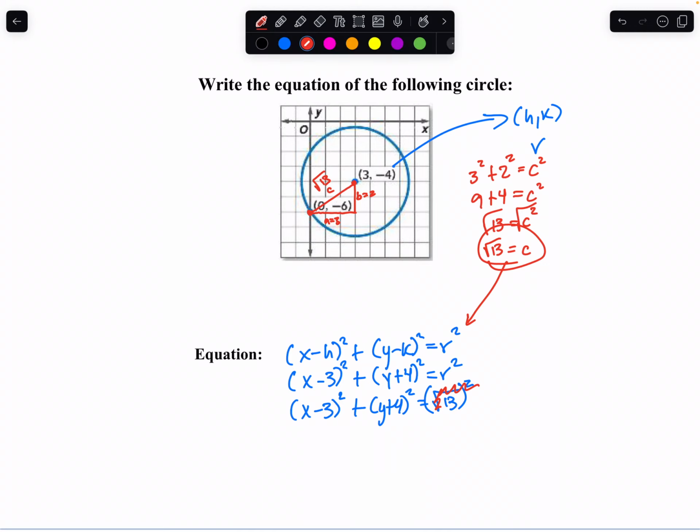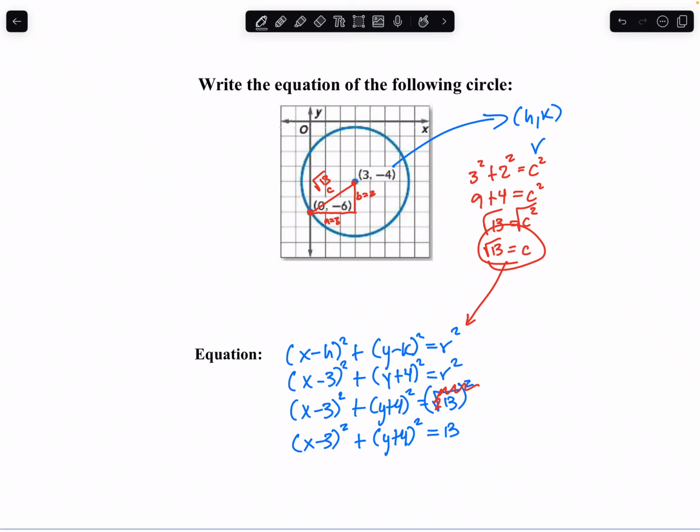So now we have the general equation of our circle: x minus 3 squared plus y plus 4 squared equals 13. There it is. We have our equation of a circle. The only thing that we really needed to do was find these two values, right? The center and the radius. And because we couldn't count and find the exact answer of the radius, we did Pythagorean theorem.